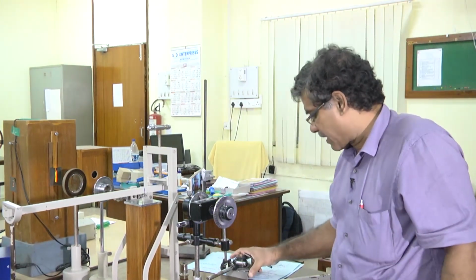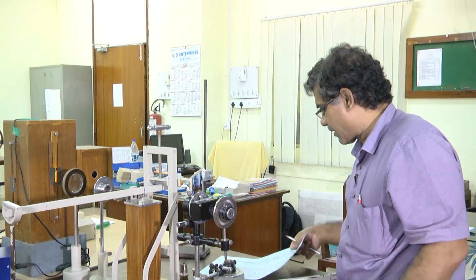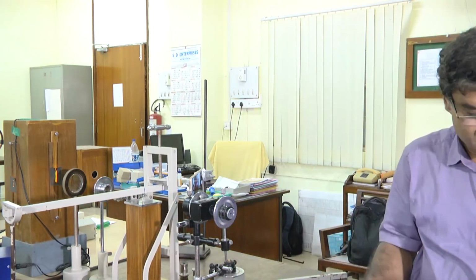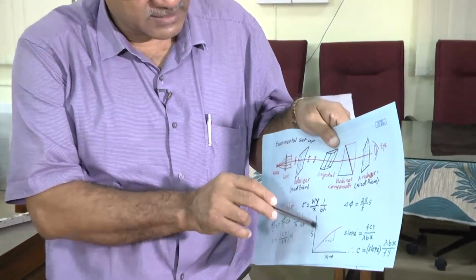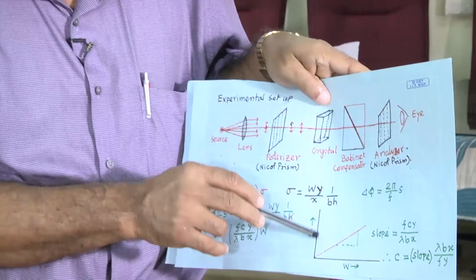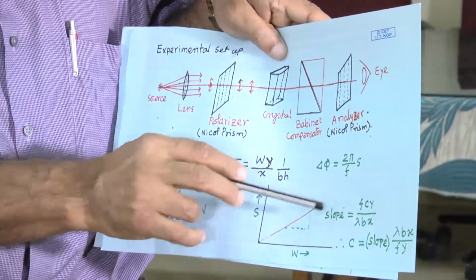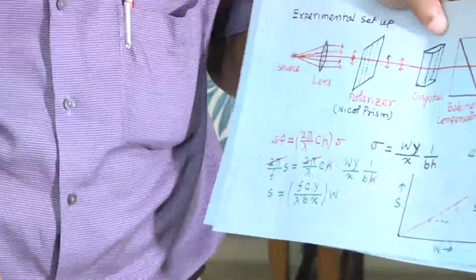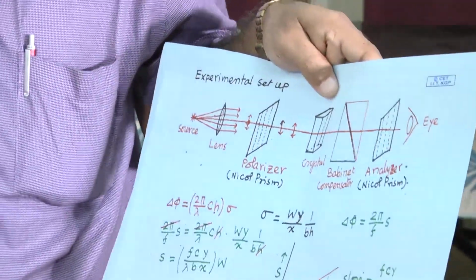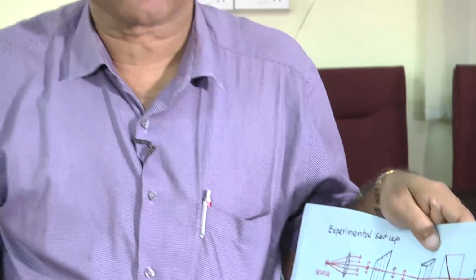After that you have to plot a graph, as I told. You take the readings, then plot weight against the shift. From there you will get the slope, and from the slope you will get the photoelastic constant. Okay, I think this is a nice experiment. I will stop here. Thank you for your attention.